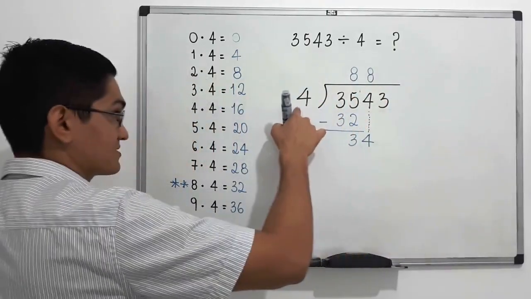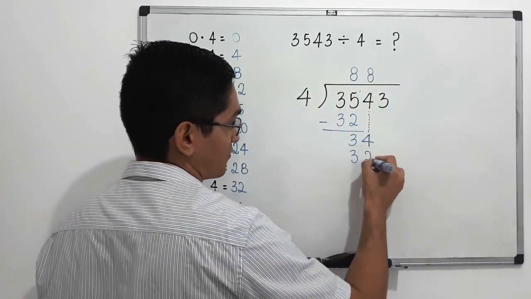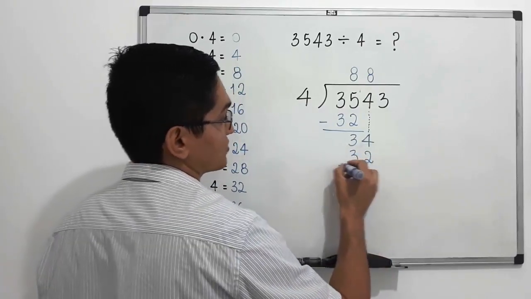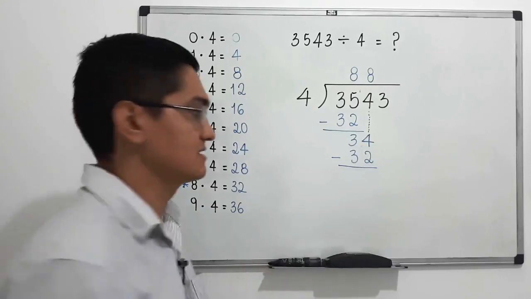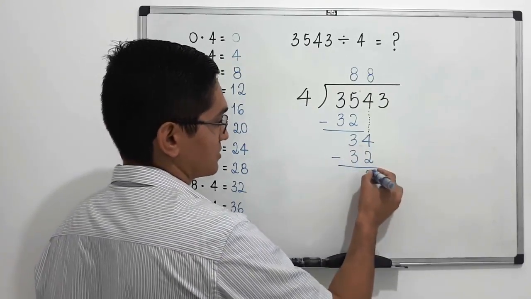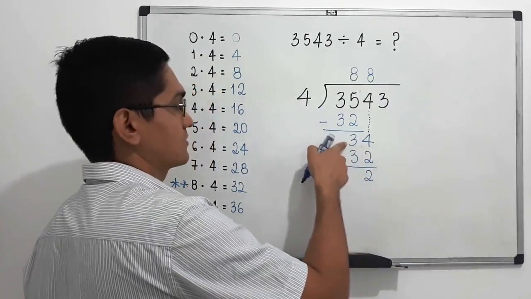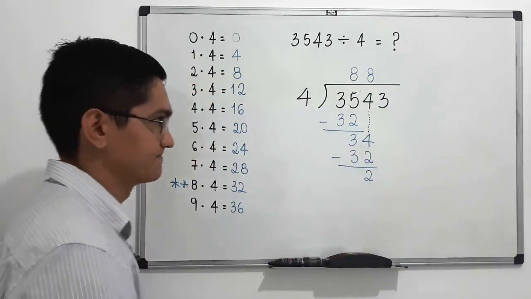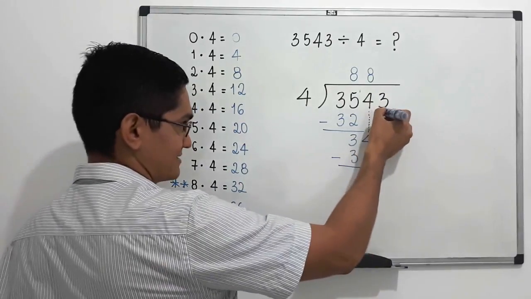Since 8 times 4 equals 32, we write 32 below 34 and we subtract. Democles, that's very easy. 34 minus 32 equals 2, since 32 plus 2 equals 34. Very good. After a subtraction, we always bring down the next digit.